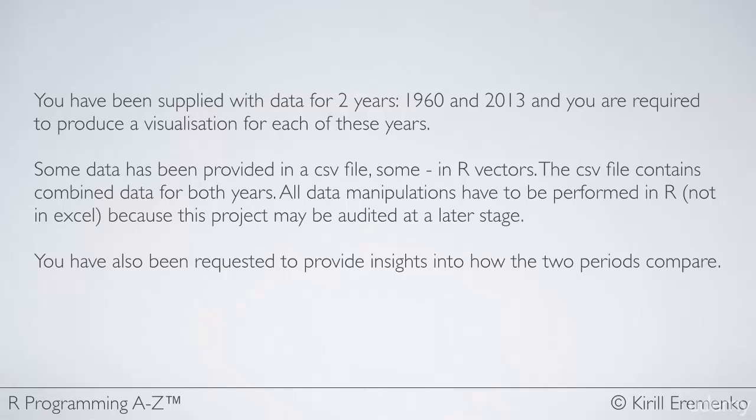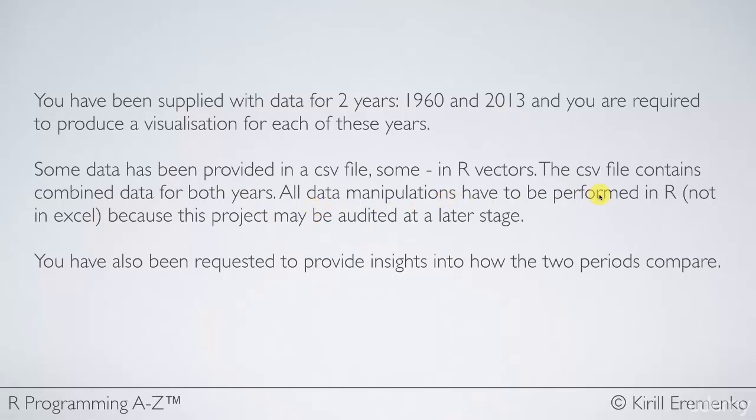Very, very interesting. So this time it's different. So very similar to what we've done, but different. Different how? Well, first of all, now we have 2 years, right? Instead of just the 1 year, we have 2 years. So we'll have 2 visualizations. And then also some data has been provided in CSV, some in R vectors. We know that, but the CSV file contains combined data for both years. So both 1960 and 2013 are in one file. That's going to add a bit of complication to our work.